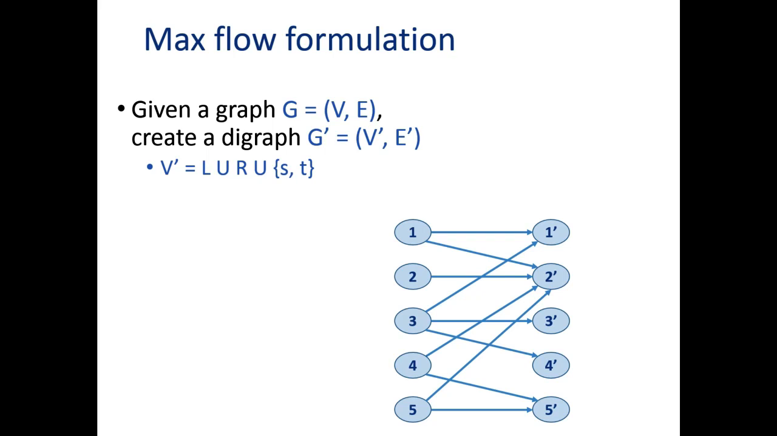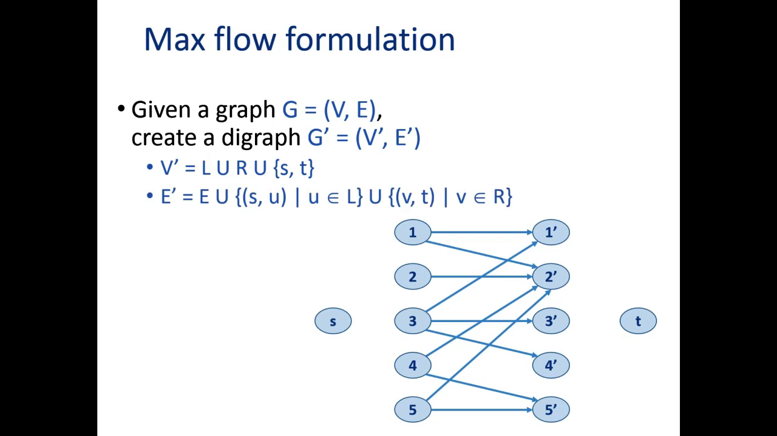Then we add two additional nodes, a source and a sink. We add edges from the source to the left-hand side and edges from the right-hand side to the sink. Right, and they all flow in the same direction. So we just take our bipartite graph, put little arrows here, direct the edges, and add those vertices with adjacent edges.